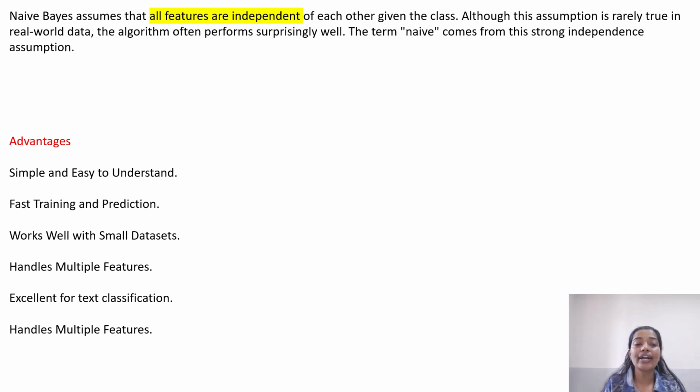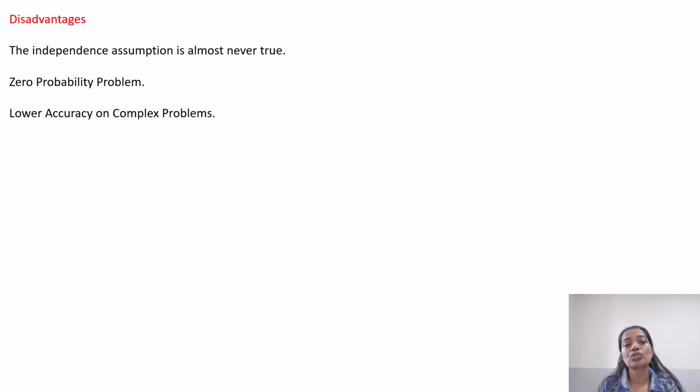Naive Bayes is widely used for text classification. Yes, it also handles multiple features. These are the advantages of the naive Bayes algorithm. Then it has some disadvantages also.